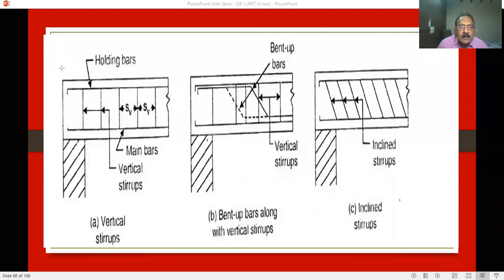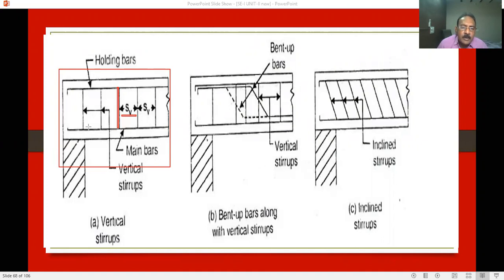This figure shows vertical stirrups. This is the spacing Sv, and from the formula you will get one value, and this should not exceed 0.75 d, where small d is your effective depth.